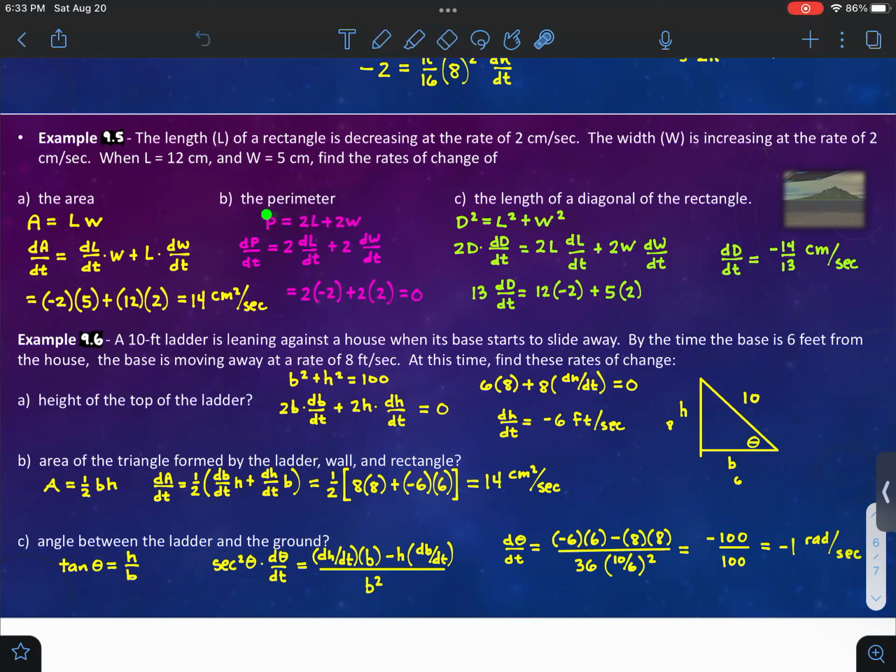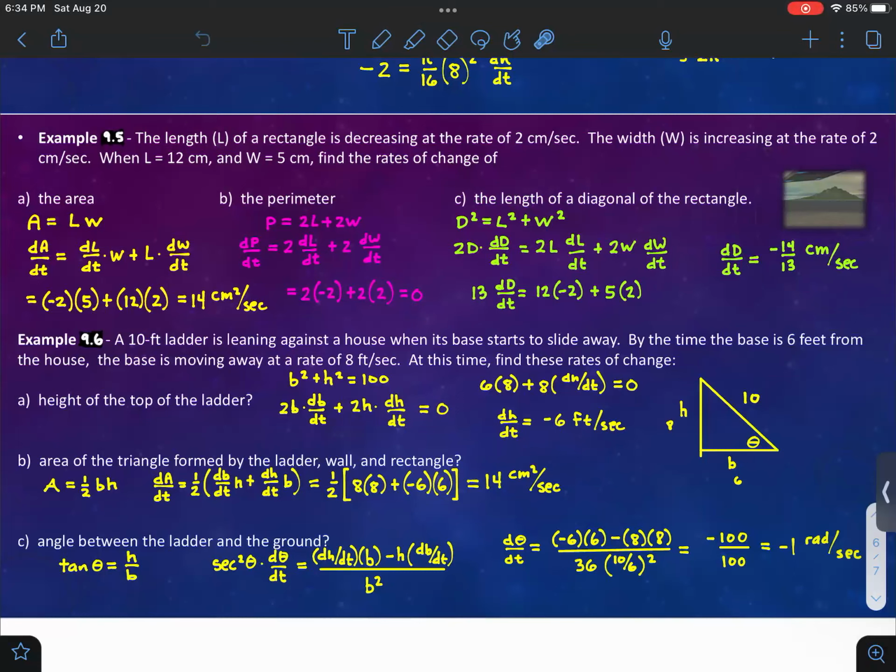How is the perimeter changing at that same moment? Start with your equation for perimeter in terms of L and W. Implicit differentiation of every term with respect to t, plugging in the same given information for the most part. We get an answer of 0. I forgot to put units on this one, but it would be centimeters per second.